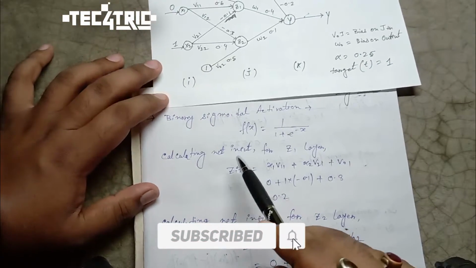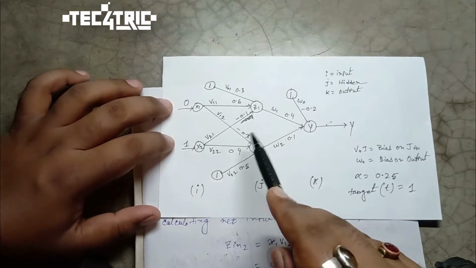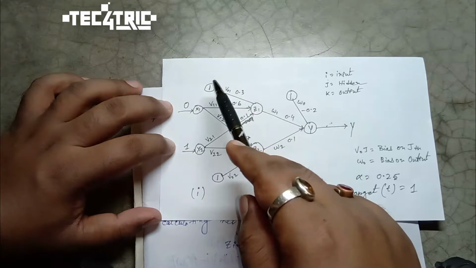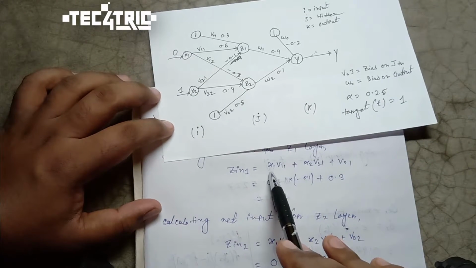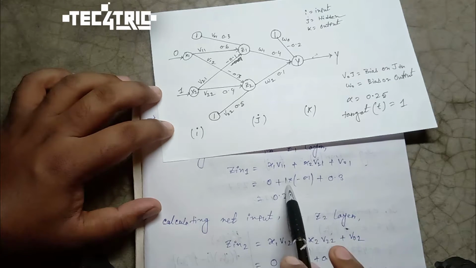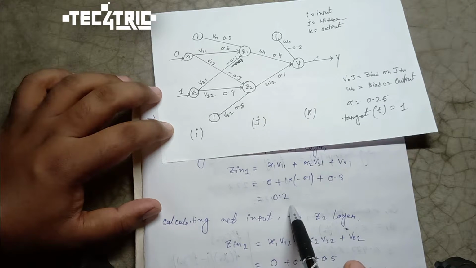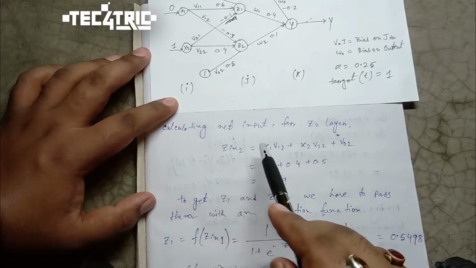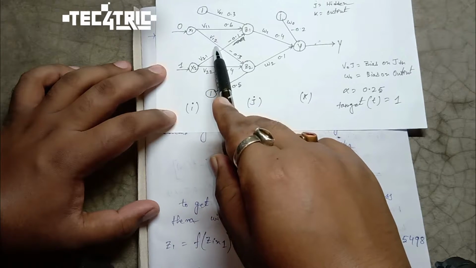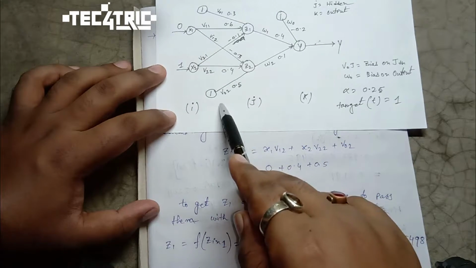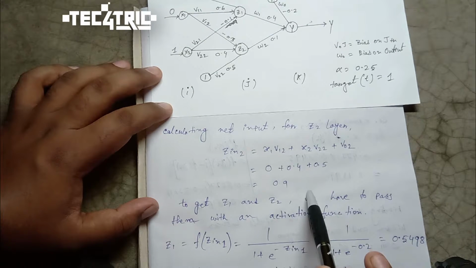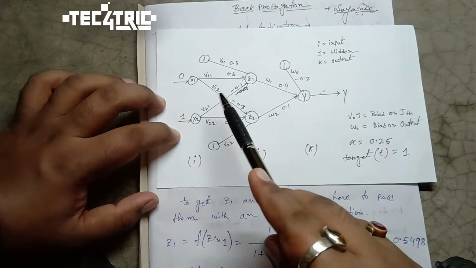So calculating the net input for z1 layer, it will be x1 into v11 plus x2 into v21 plus v01. We have all the values, just put it in and we will get 0.2. Now it's time to calculate the net input for z2 layer. For z2 it will be x1 into v12 plus x2 into v22 plus v02. We have all the inputs, so it will be 0.9 for z input 2. So we got the inputs.